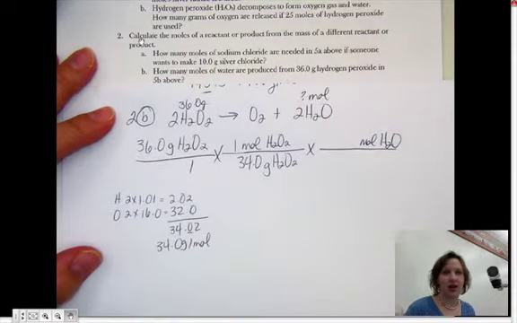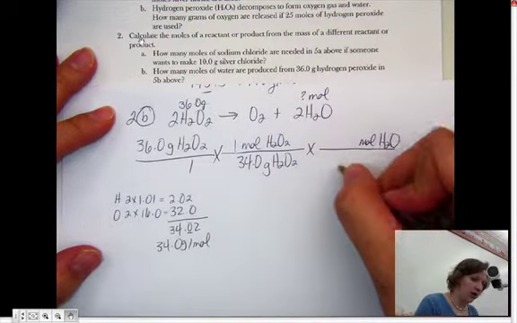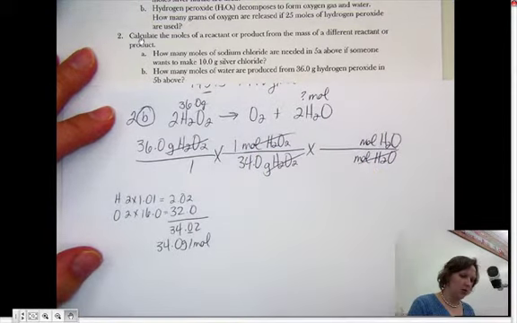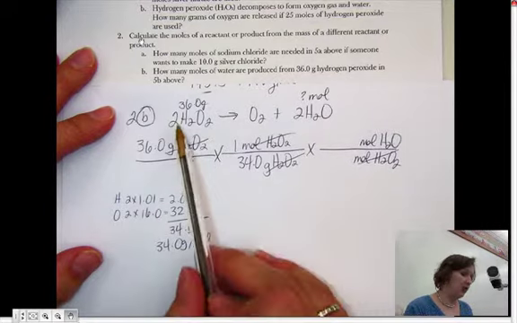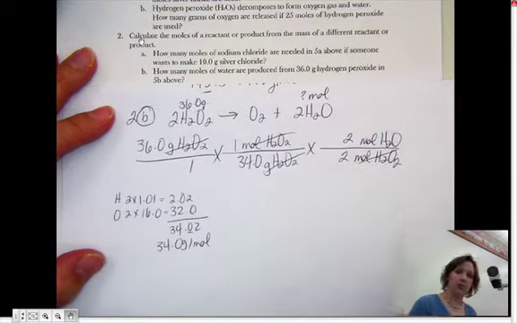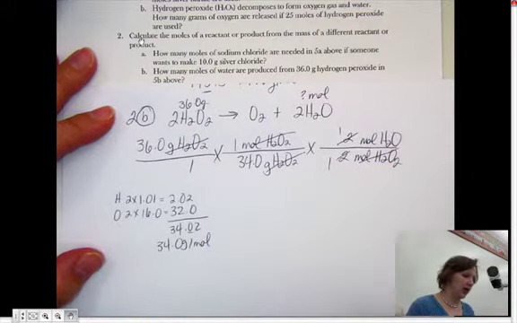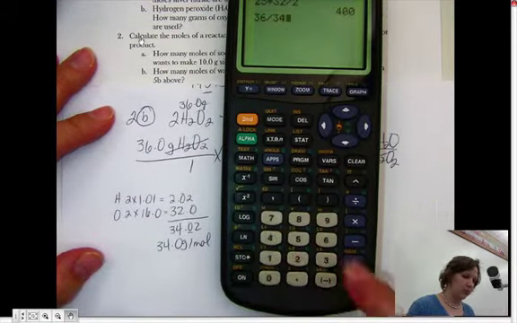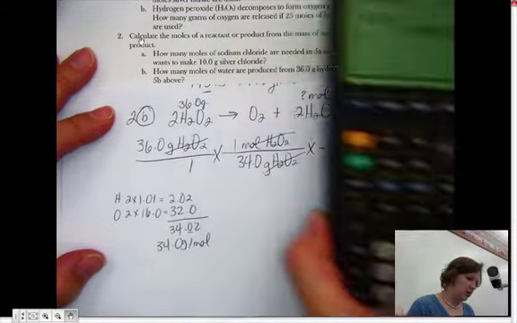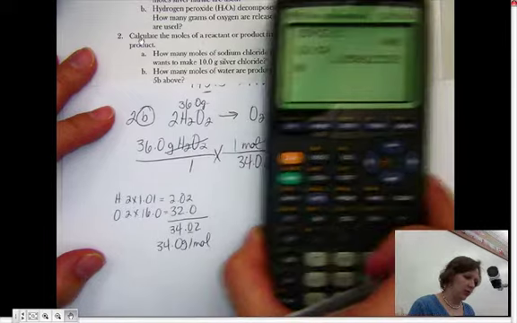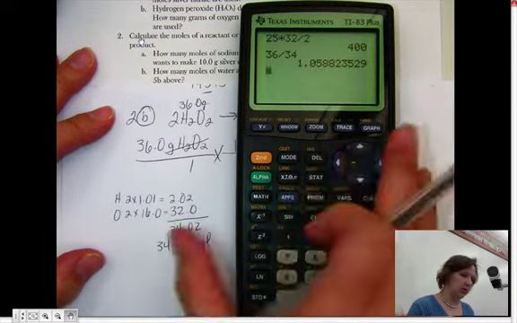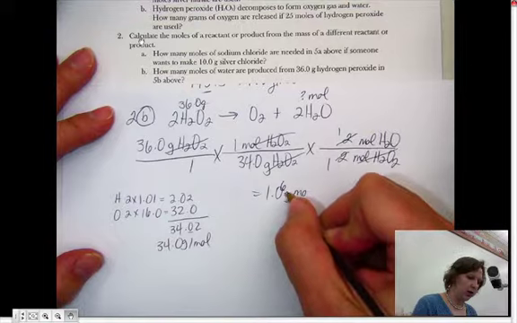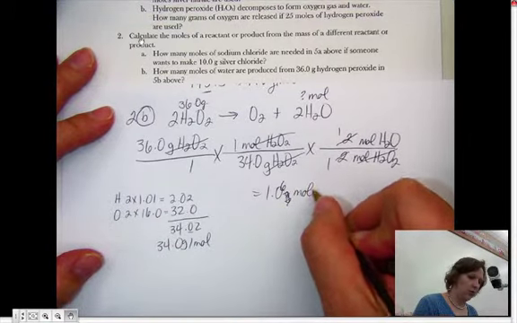Okay, now I need to get rid of moles of hydrogen peroxide. So I'll put it down here to cancel. And the mole ratio is, look at that, 2 to 2. Or you can even simplify down to 1 to 1. So in that case, I'm only doing 36 divided by 34. 1.058 something. And I want 3 sig figs in my answer. So 1.06. 1.06 moles, not grams, sorry. 1.06 moles of water.